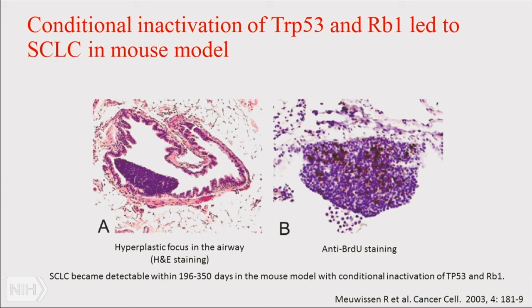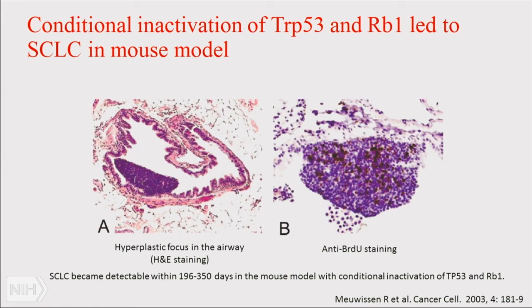So this is evidence provided by Dr. Berns in the Netherlands, that if you delete RB and P53 in the airway cells of mouse, it actually can generate small cell lung cancer. So what they did is they injected the Cre-containing adenovirus into the trachea of a genetically modified mouse model so that they can conditionally knock out the P53 and RB genes in this mouse.